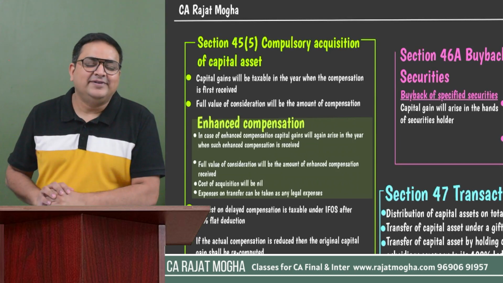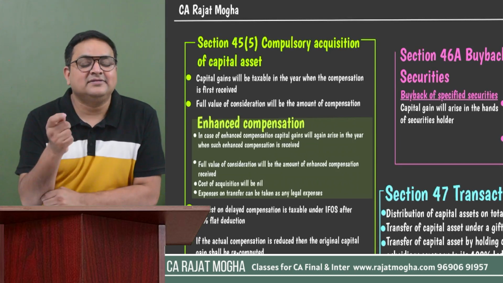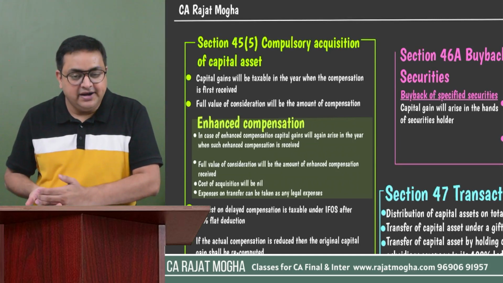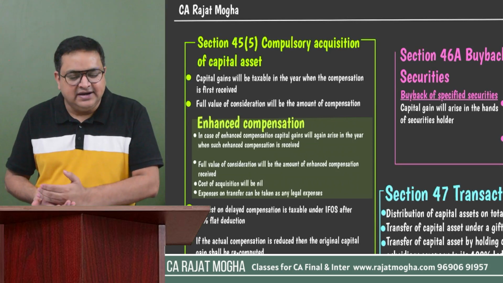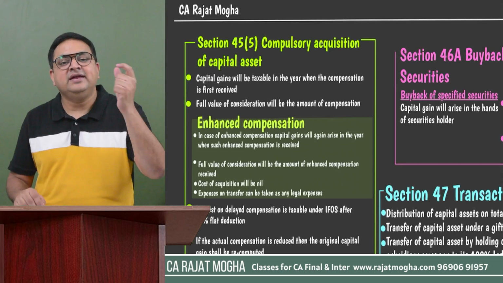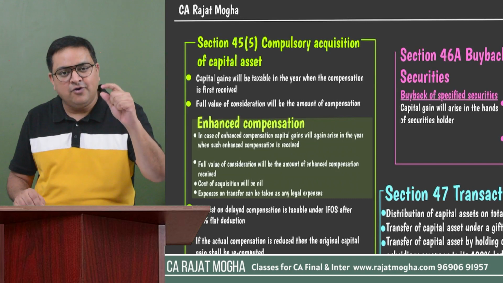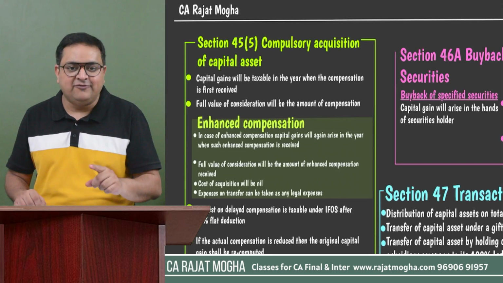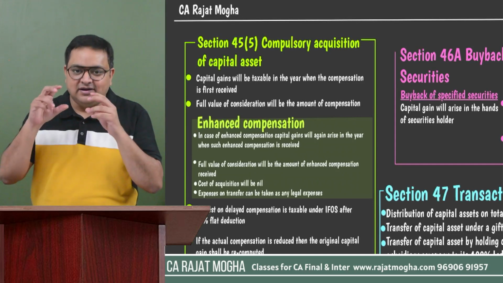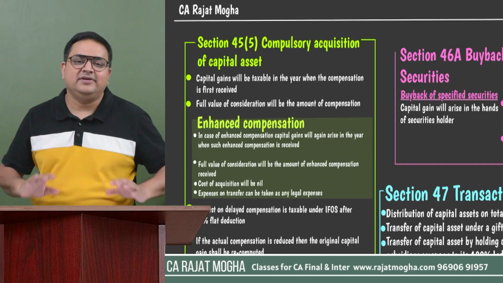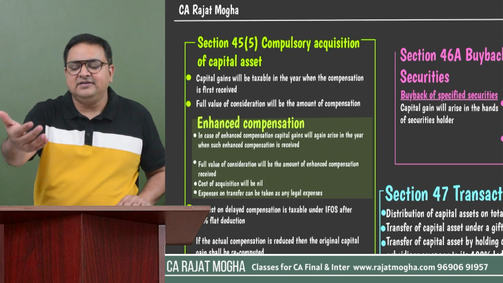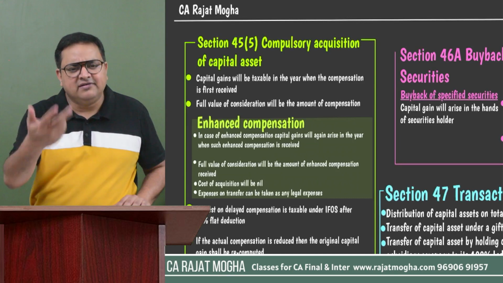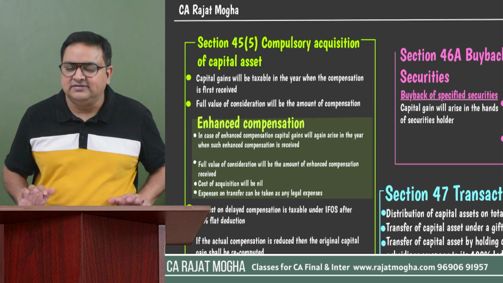Next point is that if the assessee receives any interest because of delayed compensation, it could be original compensation which has got delayed, or enhanced compensation which got delayed. So if the assessee receives any interest, that interest will form part of capital gain or IFOS. That interest will be taxable under IFOS, and you know that on such interest, 50% deduction is available. So let's say the assessee is receiving 3 lakh rupees as interest on delayed compensation or interest on delayed enhanced compensation, as the case may be.